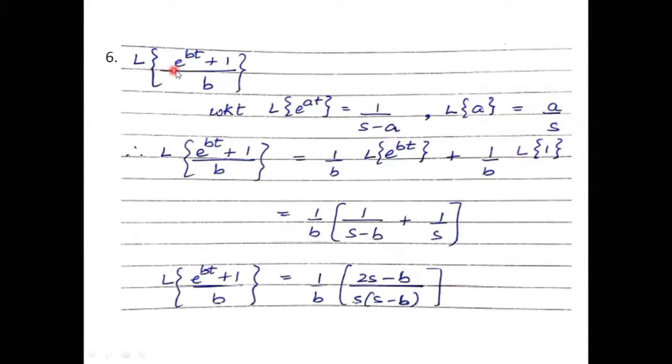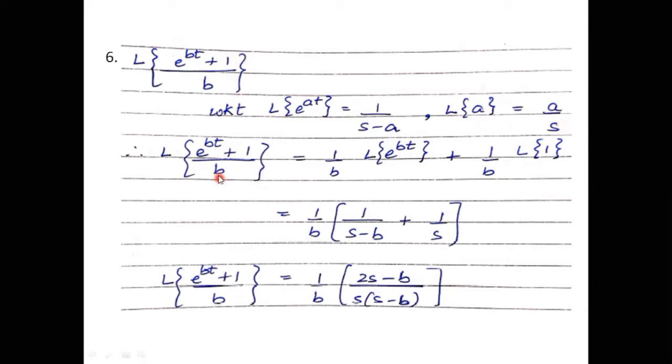Laplace transform of e power bt plus 1, whole divided by b. See, I know the Laplace transform of e power at. I'm having bt here, that's it. If this is 1 by s minus a, for this I'll be getting 1 by s minus b. And I know the Laplace transform of a constant a is a by s. So 1 will be 1 by s.